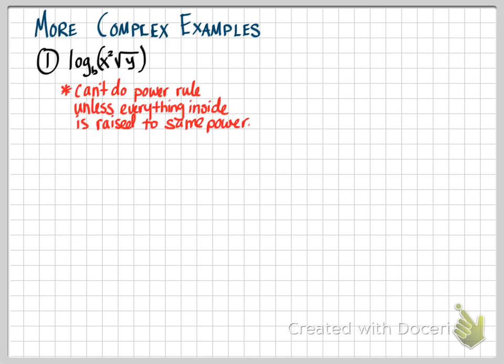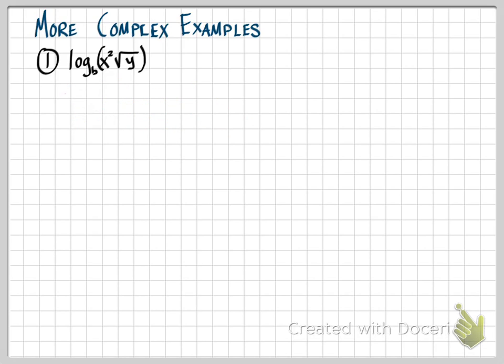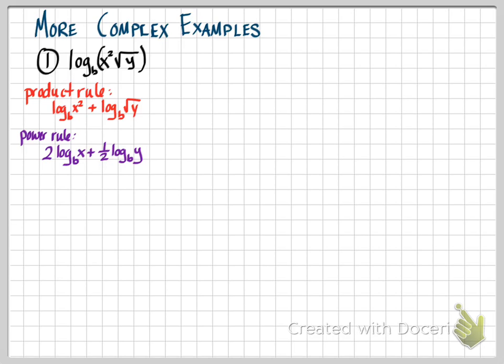So everything inside has to be raised to the same power, and since we have 2 different powers on the inside, we're going to start with the product rule. Separate it out, and then we'll use the power rule. So product rule first, then the power rule. Key thing to remember is just do the power rule last. So we did the product rule and we separated into a sum of two things. Now we'll use the power rule and drop our exponents out in front. And we fully expanded our expression.